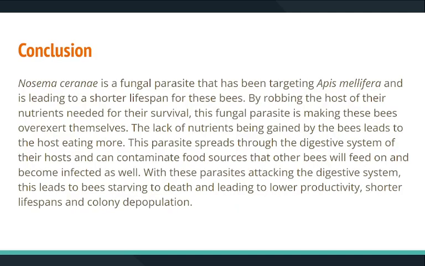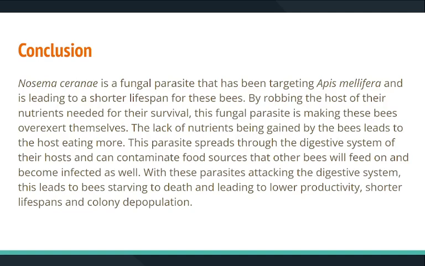Conclusion. Nosema ceranae is a fungal parasite that has been targeting Apis mellifera and is leading to a shorter lifespan for these bees. By robbing the host of their nutrients needed for their survival, this fungal parasite is making these bees overexert themselves. The lack of nutrients being gained by the bees leads to the host eating more. This parasite spreads through the digestive system of their hosts and can contaminate food sources that other bees will feed on and become infected as well.